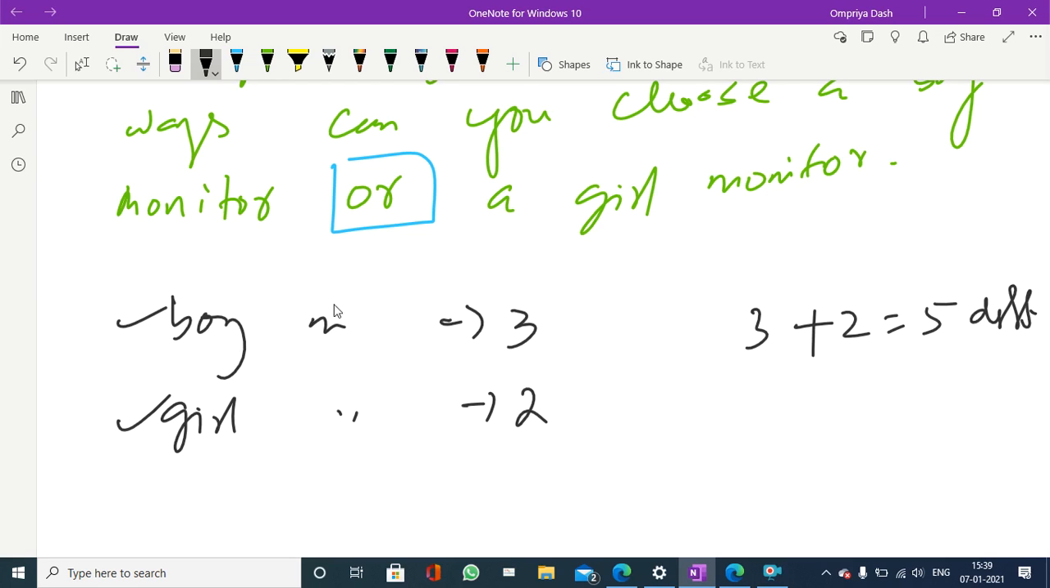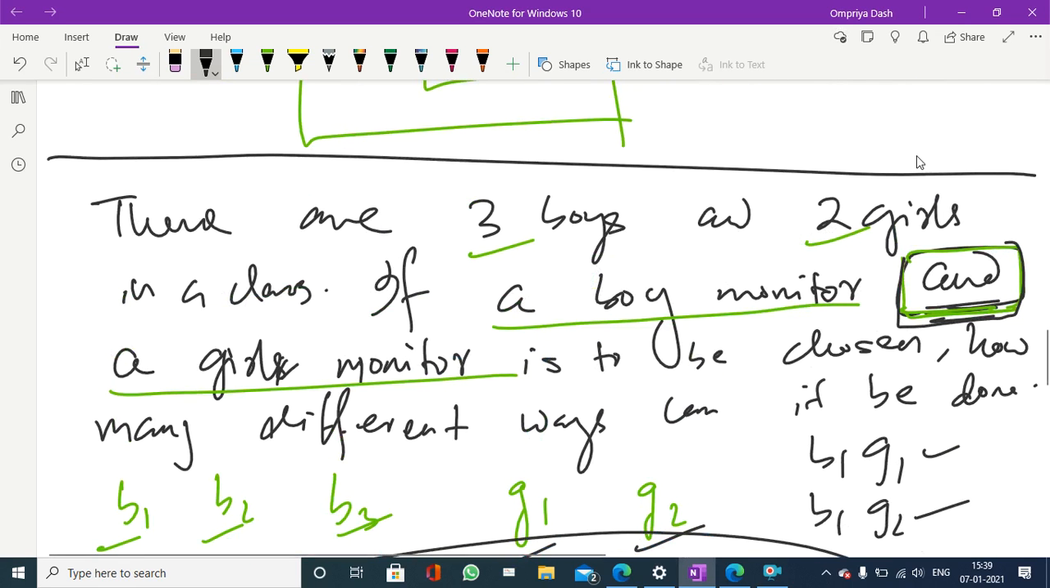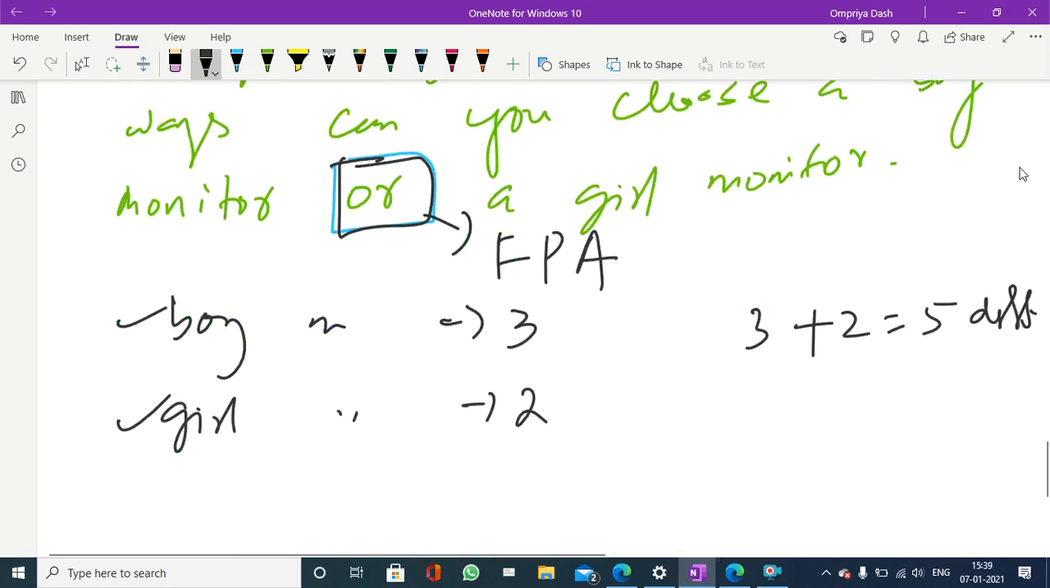So keep in mind, when the question involves either or, you will do what? Fundamental principle of addition. Addition. When the question involves and, you will do what? Fundamental principle of multiplication. So multiplication.